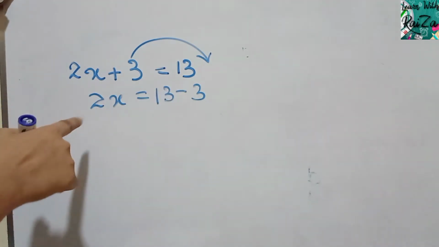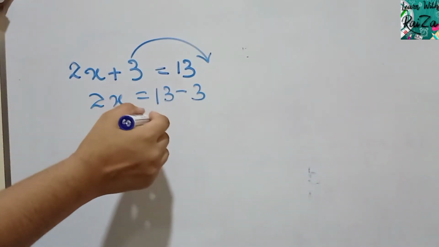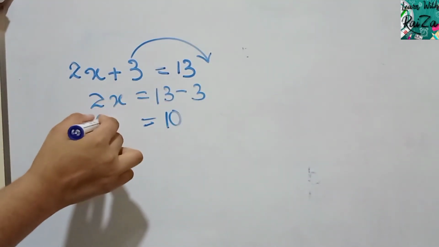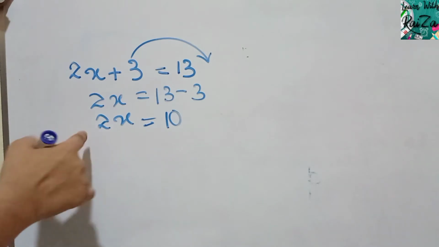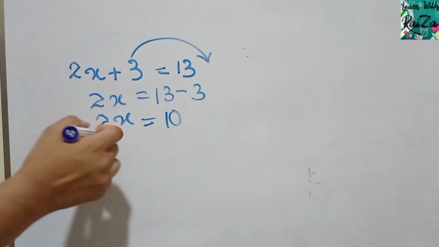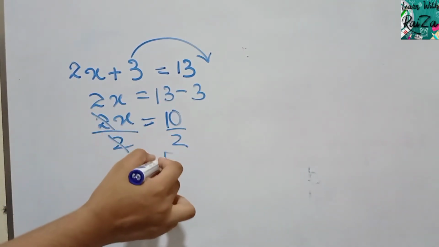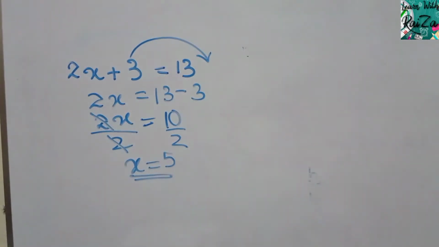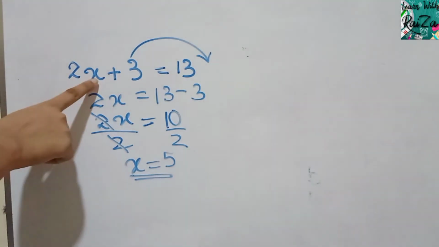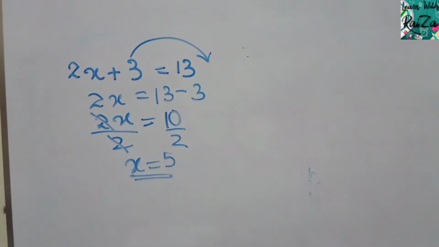So here 13 minus 3 is equal to 2x. Why only 2x? Because plus 3 is taken to that side. 13 minus 3 is equal to 10. So 10 is equal to 2x, twice x. But we need 1x. Since it is a multiplication, divide both sides by 2. x gets isolated, 10 divided by 2 is 5. So x is equal to 5. You can check the accuracy of your answer by substituting: 2 times 5 is 10, 10 plus 3 is 13. So this is the way of doing this kind of equation.